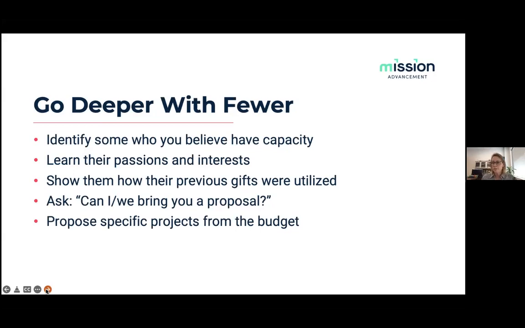Now you've given them something very specific that hopefully speaks to their interests and their passions and gets them really excited about investing in you. So again, what are they interested in? How can you make that tangible for them, make it relational and something that's very impactful?